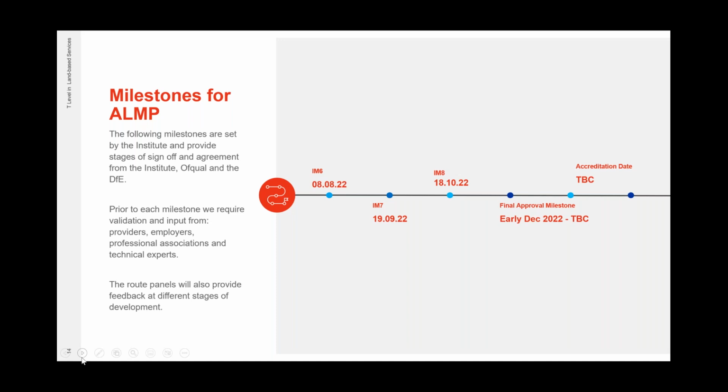At the milestone date, City and Guilds submit the validated materials to the Institute for sign-off and agreement. Any changes and any feedback from the Institute and Ofqual come back to us, usually a couple of weeks later. Our development team then implement any changes required, and then the material has to be revalidated before the next milestone. So as you can appreciate, these things get very tight, and we do often ask for help with validation at quite short notice, and that is just the nature of the milestone dates that we have.